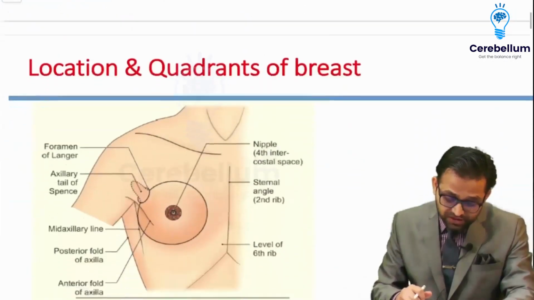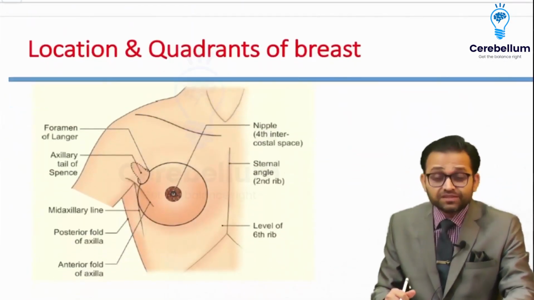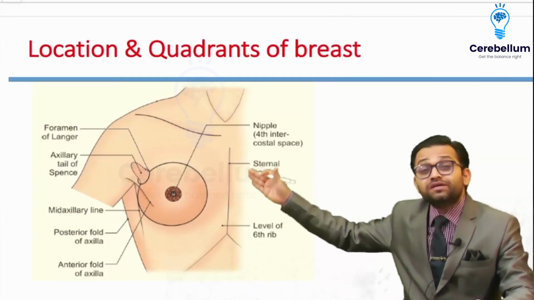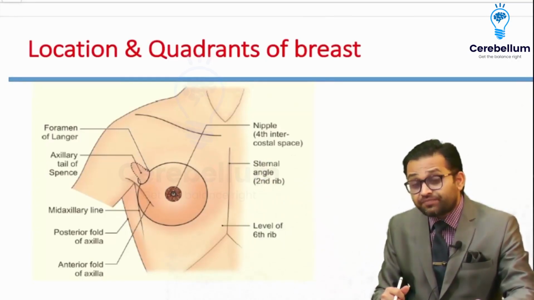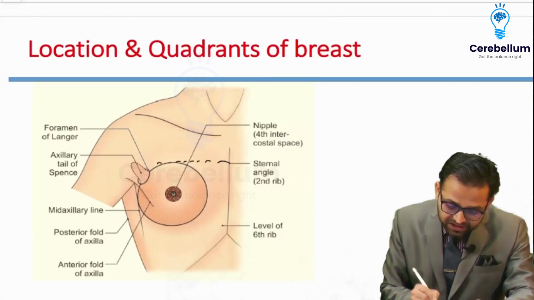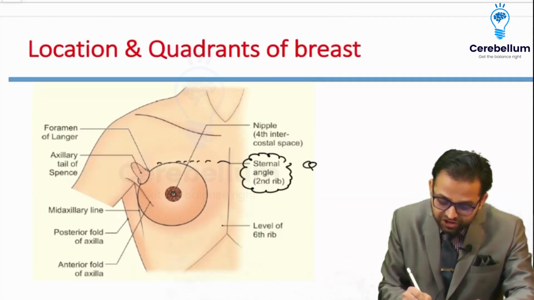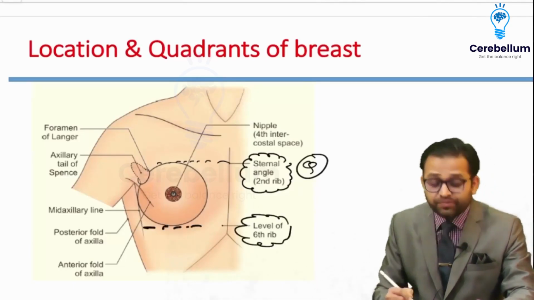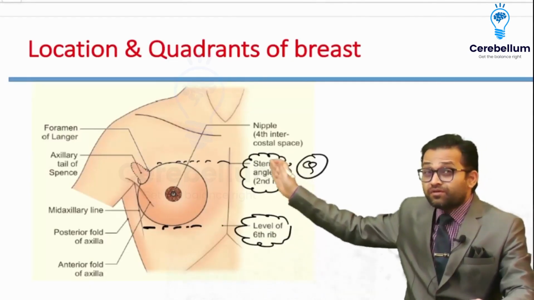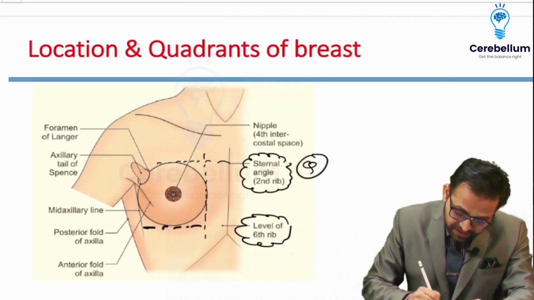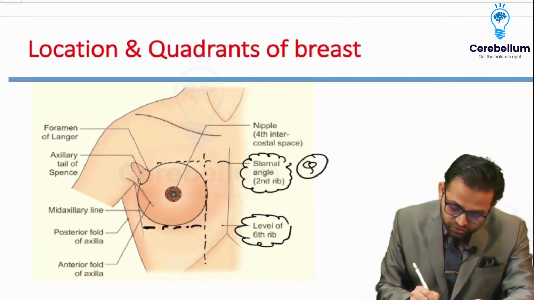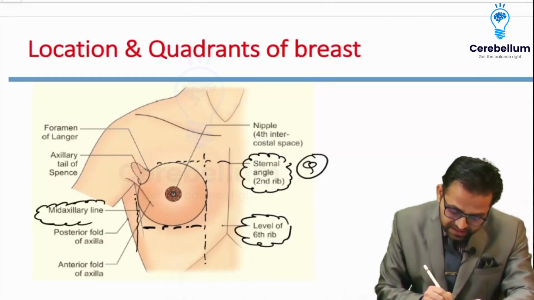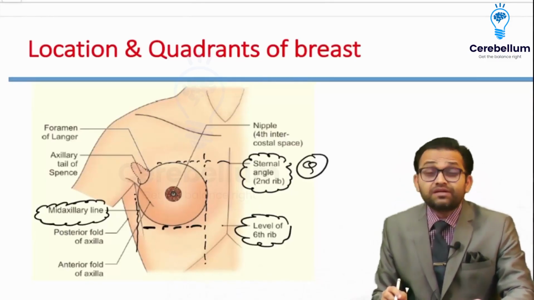Now, try to understand the location and the quadrants of the breast. The breast is very well developed in females after puberty. It is located in the pectoral region. So you can see the extent. The superior extent starts from the second rib; you can remember the sternal angle. The inferior extent goes up to the sixth rib. Now observe the medial extent: it starts just lateral to the sternum, and the lateral border ends at the mid axillary line. So these are the points which you can remember.